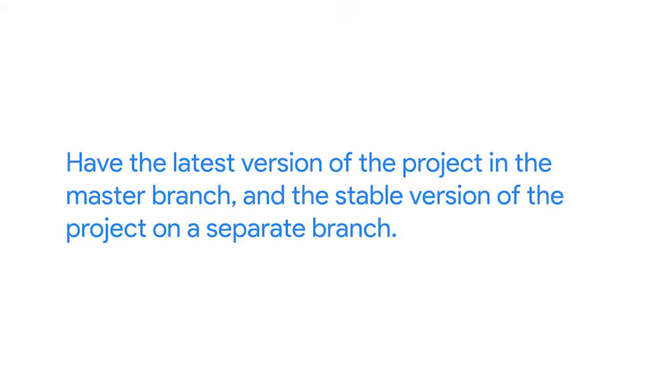If you need to maintain more than one version of a project at the same time, it's a common practice to have the latest version of the project in the master branch and a stable version of the project on a separate branch. You'll merge your changes into the separate branch whenever you declare a stable release. When using these two branches, some bug fixes for the stable version may be done directly on the stable branch if they aren't relevant to the latest version anymore.